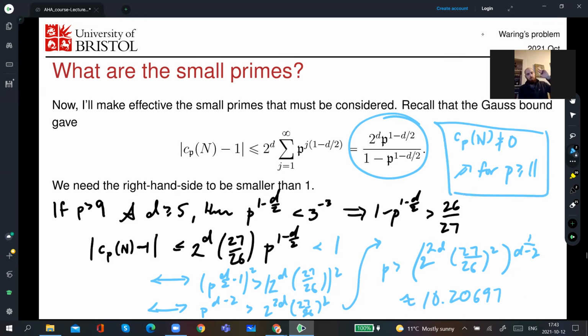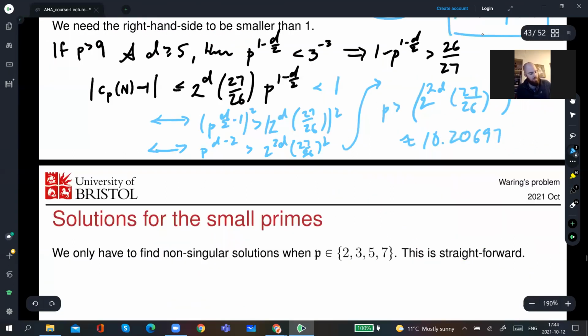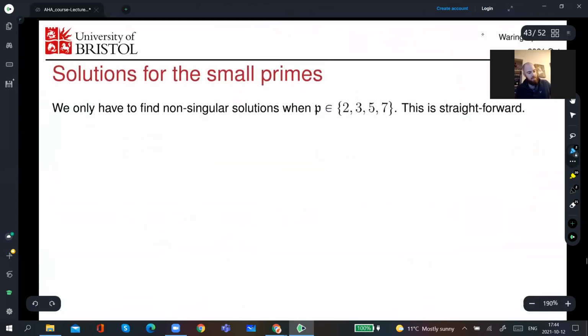Right? So my small primes now are actually just the first 4 primes, 2, 3, 5, and 7. I have to show that C2, C3, C5, C7 are all non-zero for each n, whenever d is at least 5. Is that clear that that's what my goal is? And in particular, I have to find non-singular solutions. I can't just plug in 0 for all of the coordinates and get that as my solution.